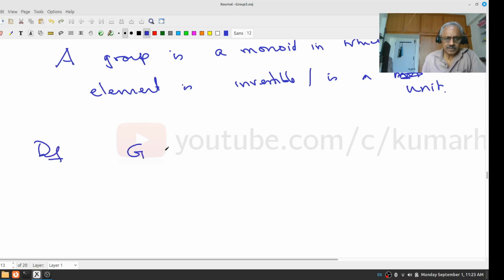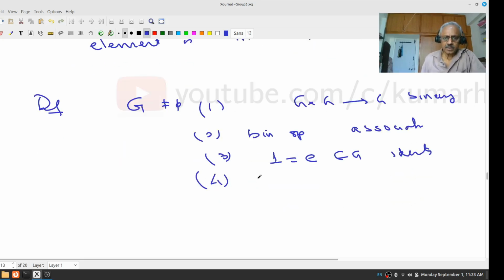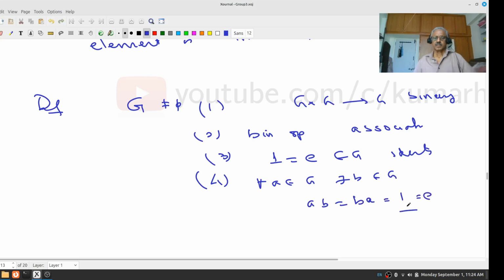G is a non-empty set. We don't require that, but we will see that there is a binary operation, G cross G to G. One, it has a binary operation. Two, the binary operation is associative. Three, there is an identity element. You know what it means. And the fourth one is, for every a in G, there is a b in G, that is, every element is invertible. That is, ab equals ba equals 1, or identity. This is what a group is.